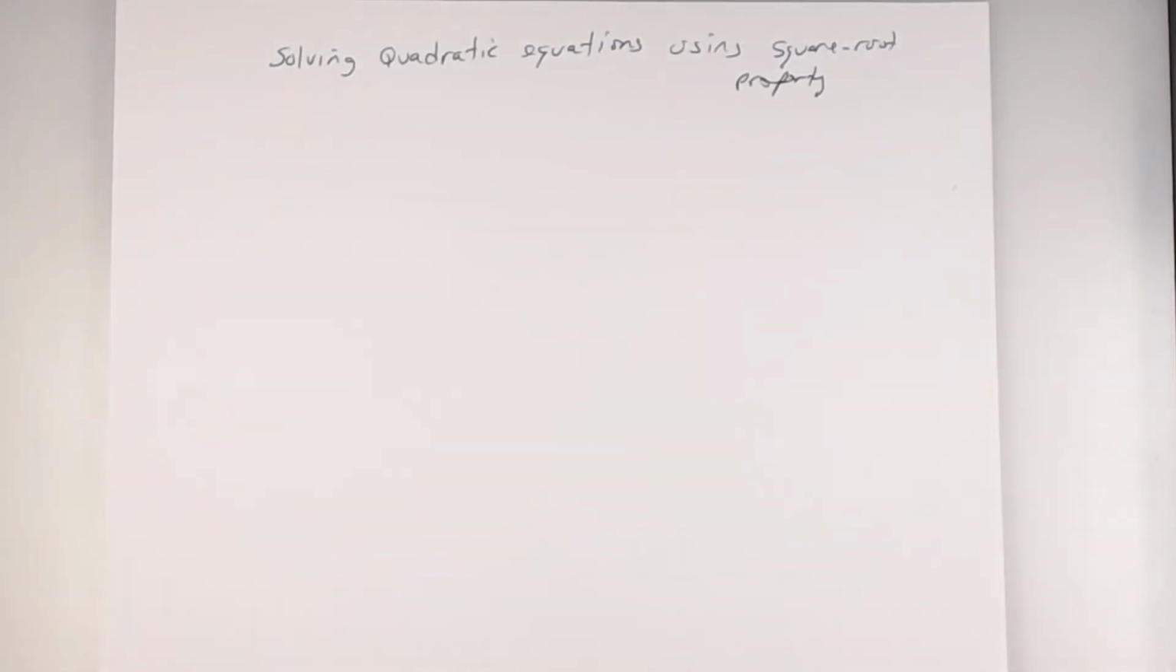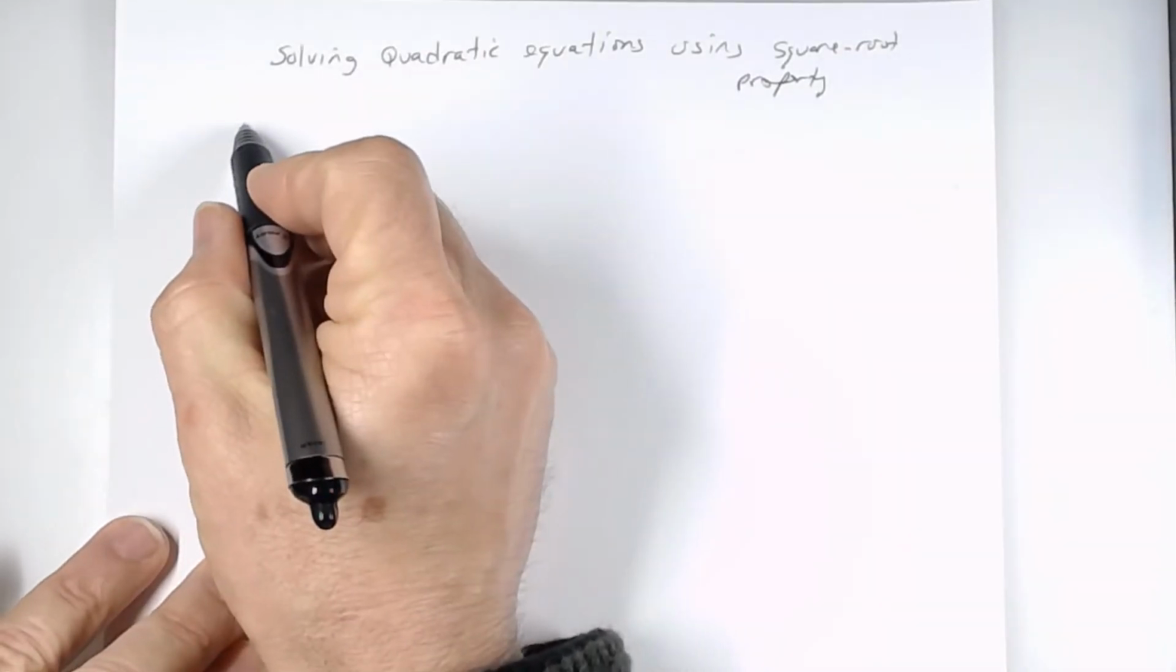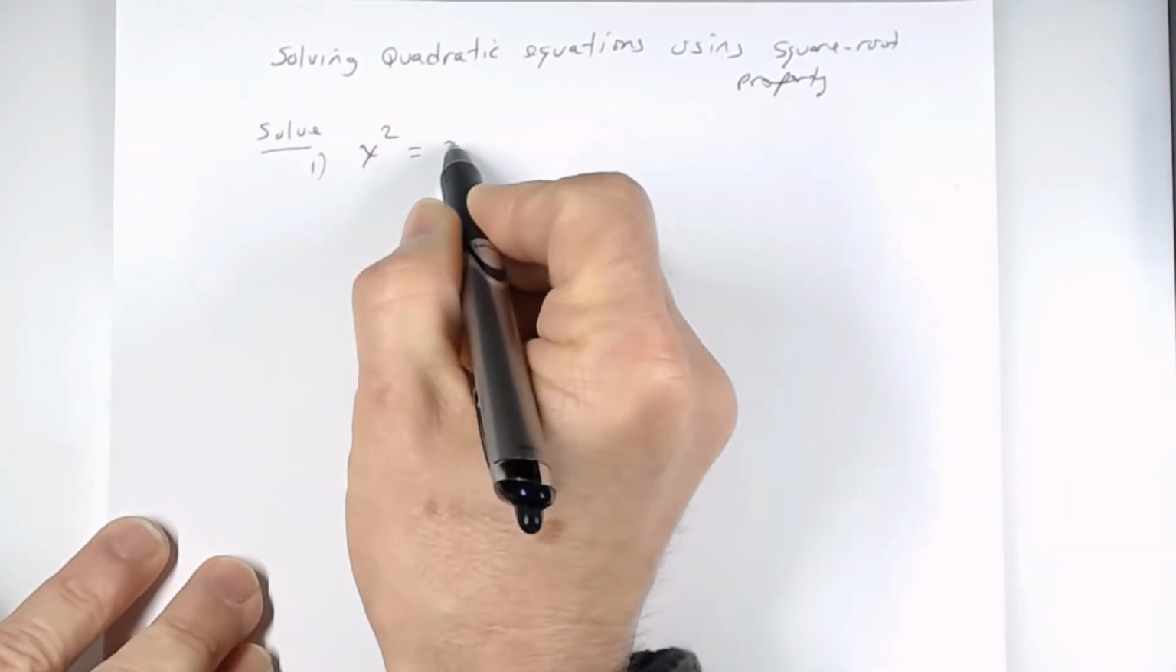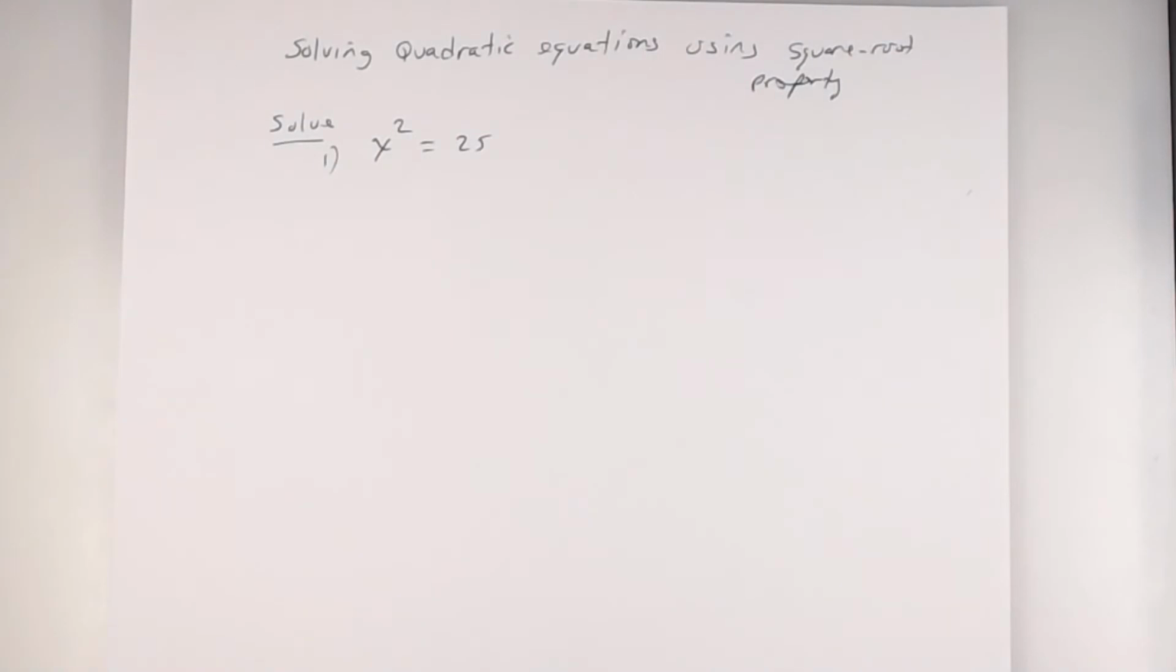All right, so let's look at a very simple quadratic equation that can be easily solved using the square root property. So for example, if I want to solve number 1, x squared equal 25, you can actually look at that by inspection and tell me what the solutions are. What are they? 5 and negative 5. Because x squared means x times x, correct? So what times itself is 25? 5, and negative 5.